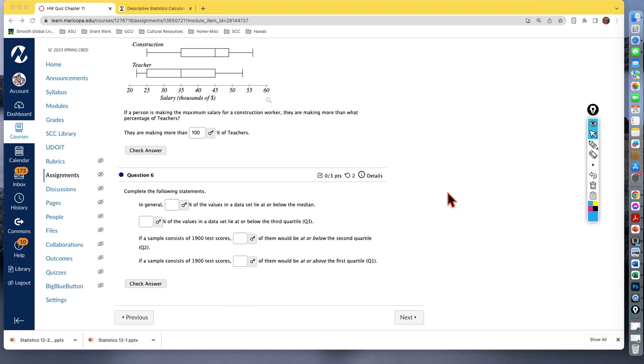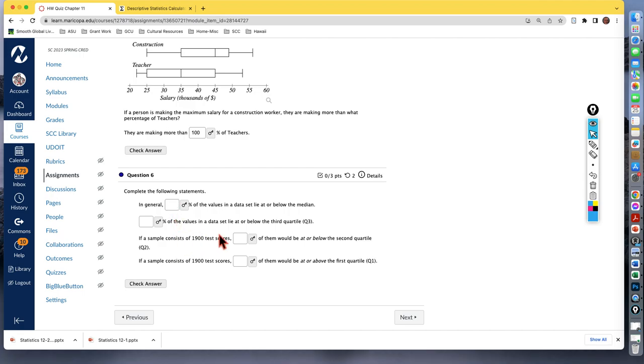Okay. But each of the 5 numbers, between each of the 5 numbers is 25% of the data. So in general, blank percent of the values in a data set lie at or below the median. So if you're at the halfway, the median, what percent is below the median? 50. All right, half. Always. So the median is going to be our 50%.